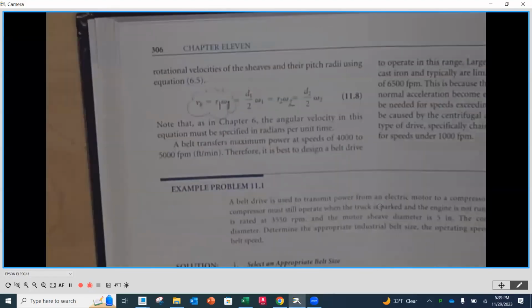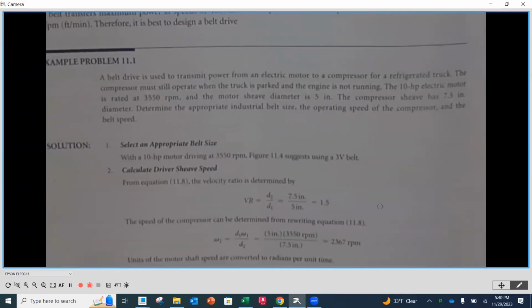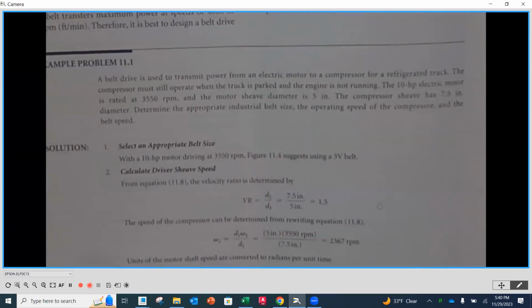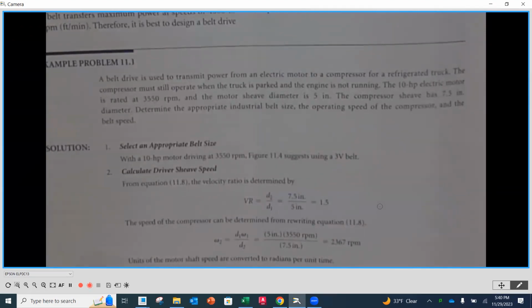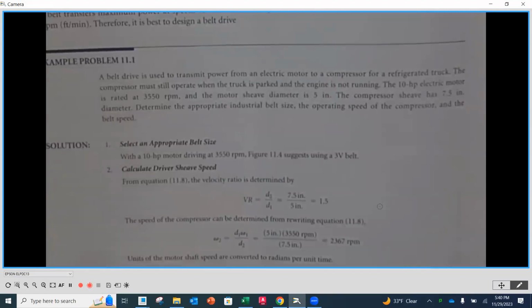So let's look at problem 11.1. This one we're going to work together. I know that it's worked out here, but we'll work through it and then compare our answers. Here it says we have a belt drive used to transmit power from an electric motor to a compressor for a refrigerated truck. The compressor must still operate when the truck is parked and the engine is not running. So we have a 10 horsepower electric motor rated at 3550 RPM, and the motor sheave diameter is 5 inches. The compressor sheave is 7.5 inches.